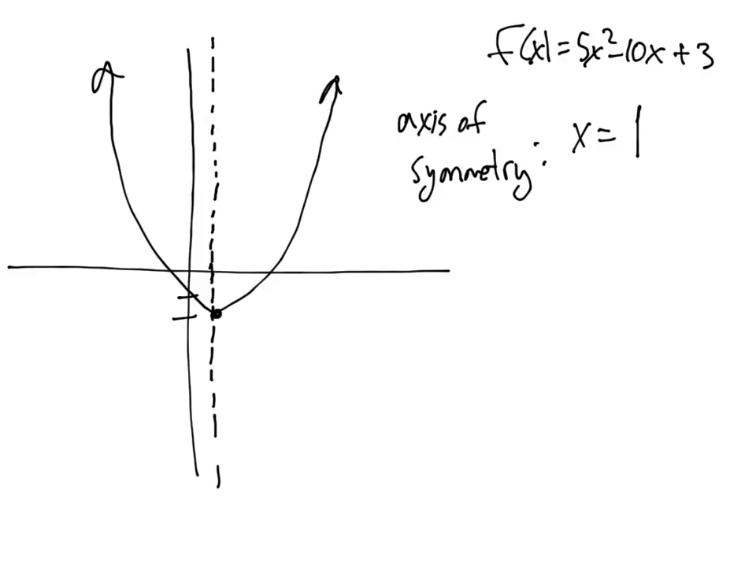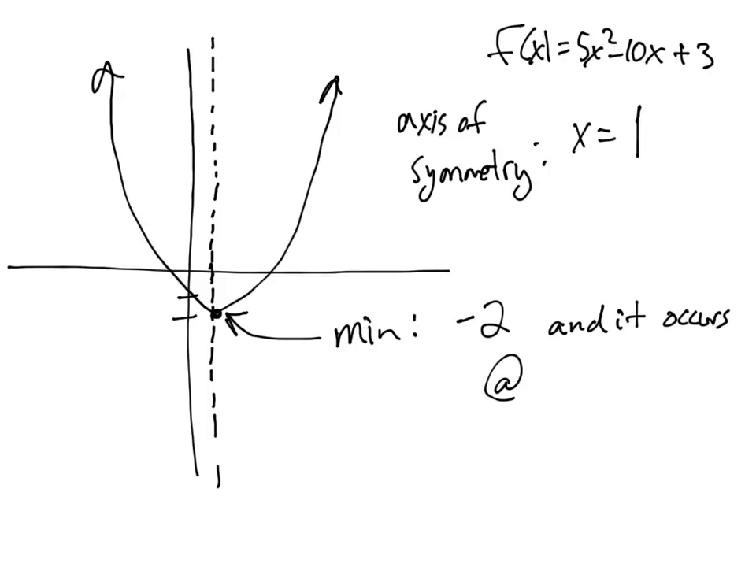This graph has a minimum value, so right here is the minimum, and we would say the minimum value is equal to negative 2, and it occurs at x equals 1. So when x is equal to 1 in this function, we get the smallest value of the function, which is negative 2. If the graph were opening downward, then the graph would have a maximum value.